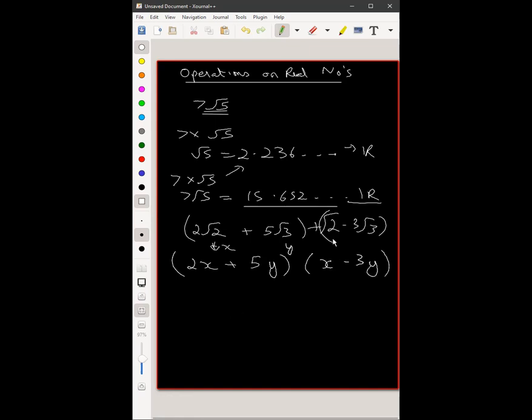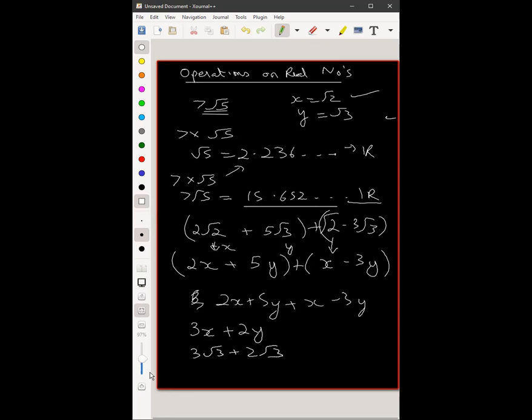You get what I am doing? I'm basically taking x equal to √2 and y equal to √3. Now how do we add 2x plus 5y plus x minus 3y? Sir, it would be 3x plus 2y. And now we replace this, so our answer would be 3√2 plus 2√3. We replaced it back. This is just for your imagination. You're not supposed to do it like this. Don't go and do this in your exams. This will be wrong. This is for you to understand how we work with roots.